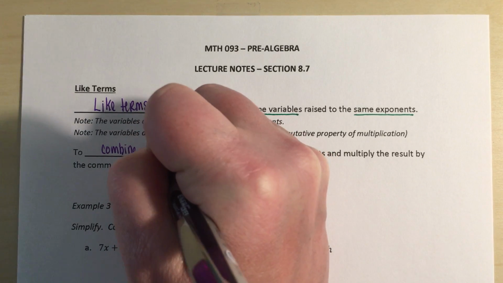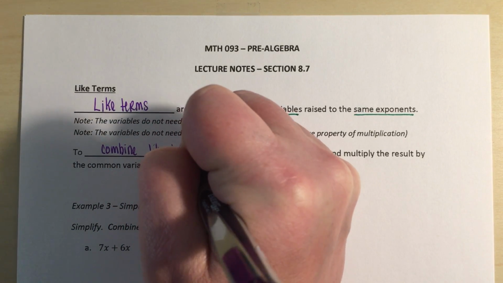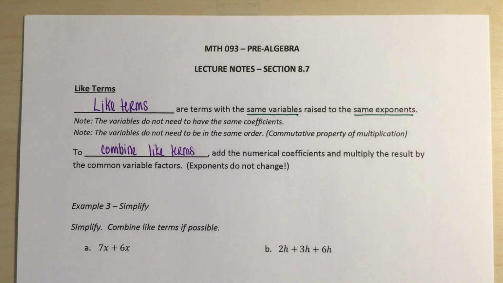So to combine like terms, we're going to add the numerical coefficients and multiply the result by the common variable factors. So basically when we're combining like terms, we're going to add or subtract based on our signs, because sometimes our instructions may say one thing, but we'll do the other based on the signs of our numbers. So we're going to add or subtract our numerical coefficients and then multiply the result by the common variable factors.